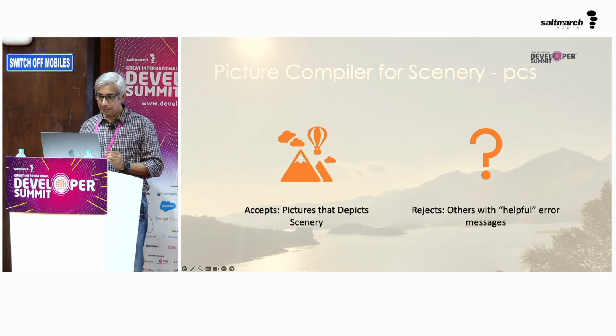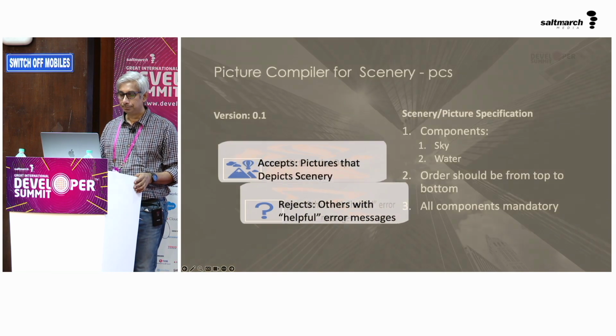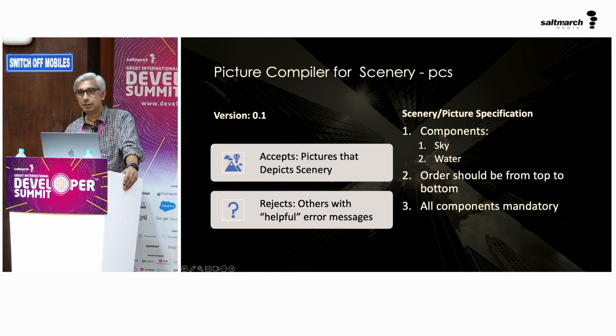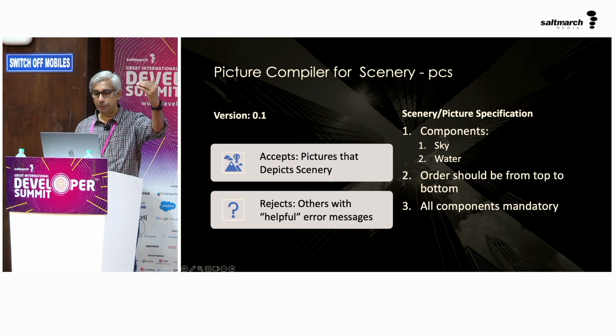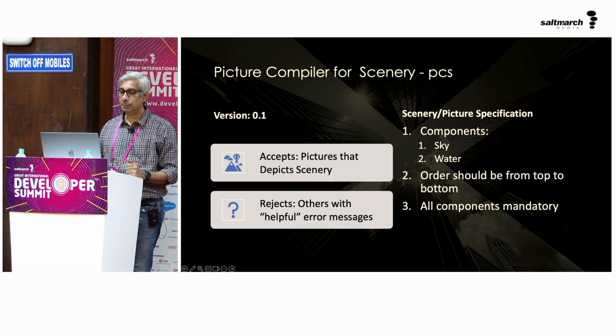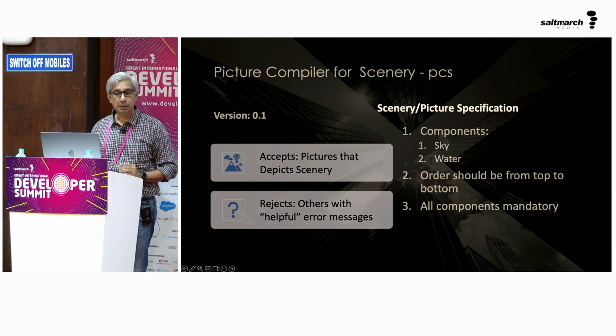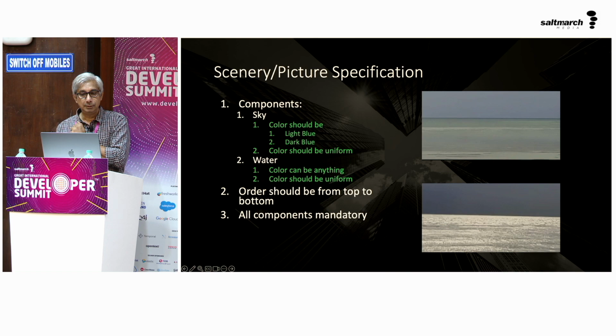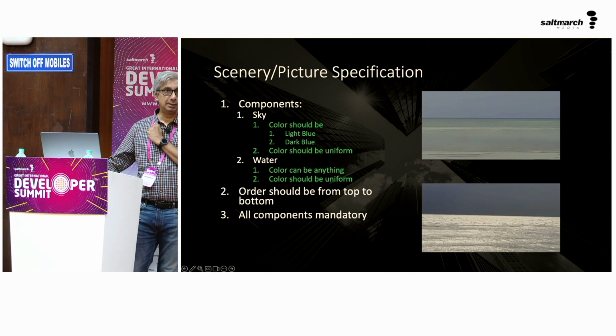So let's just start with a very simple picture. You have to describe the picture, right? Finally, it's the program that analyzes that picture. So we say, a picture specification says it has two components, sky and water. Order should be from top to bottom. All components are mandatory. Believe me, it is version 0.1. So if this is the version, do you think this picture gets accepted? First picture, does it get accepted? Let's say the color is uniform.